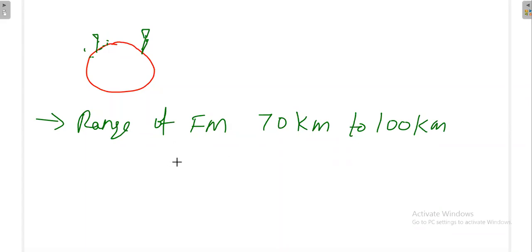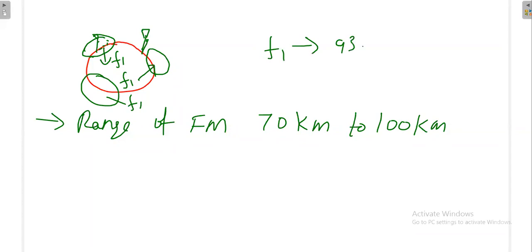So with one FM, you can cover a radius of up to 70 or 100 kilometer. Then for other areas, you have to use other operators. Say, if around Chennai I am using one frequency F1, the same frequency I can use in Madurai also, because it cannot travel more than 100 kilometer. The same frequency I can use in Tirunelveli also. That's why in reality the same frequency 93.5 is used everywhere around Tamil Nadu. So that's the idea of frequency reuse in case of FM.